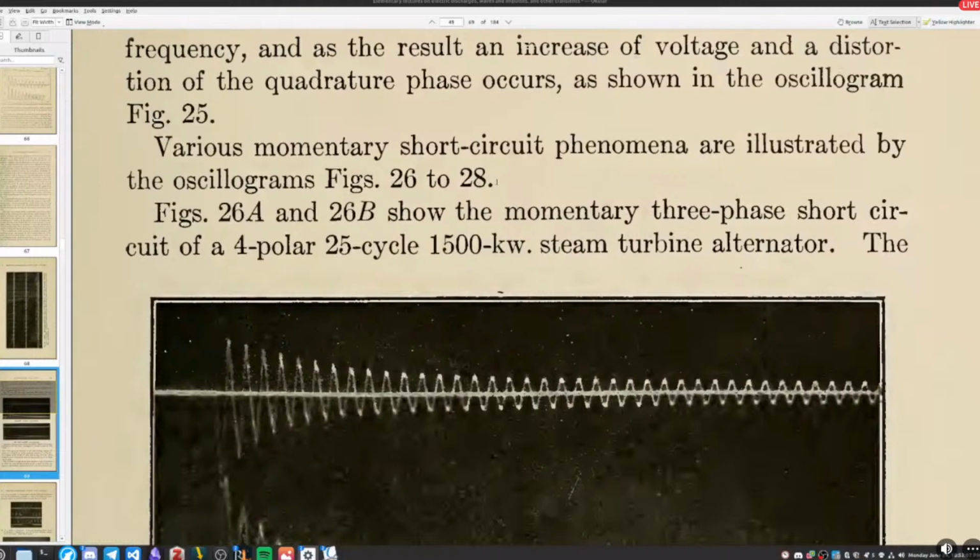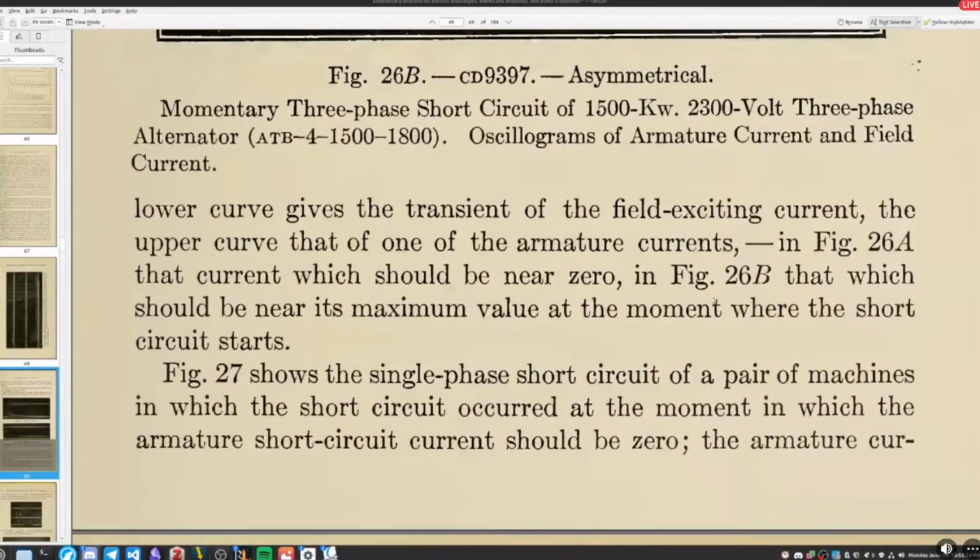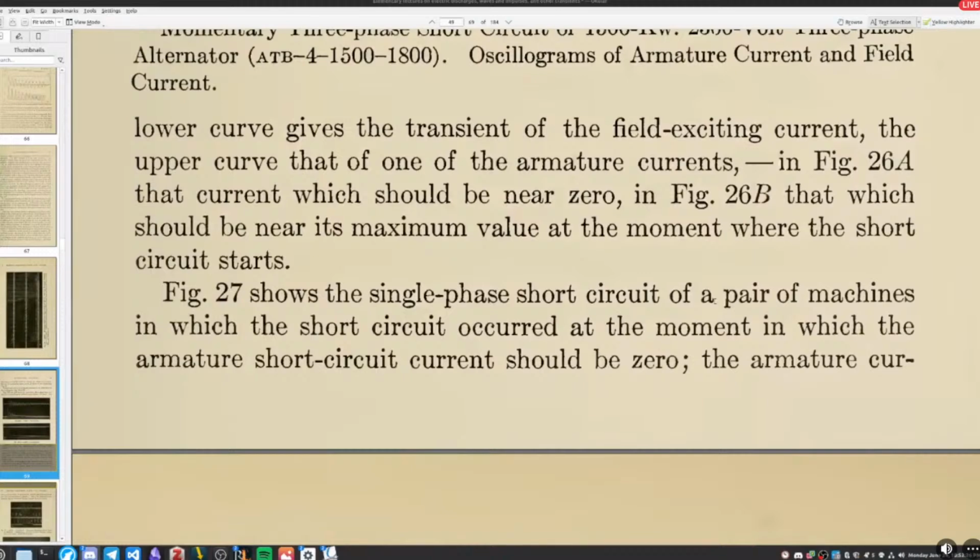So, I'm going to continue here. Figures 26 to 28. Figures 26A and 26B show the momentary three-phase short circuit of a four-polar 25-cycle 1500 kilowatt steam turbine alternator. The lower curve gives the transient of the field exciting current, the upper curve that of one of the armature currents. In Figure 26A, that current which should be near zero. In Figure 26B, that which should be near its maximum value at the moment where the short circuit starts.